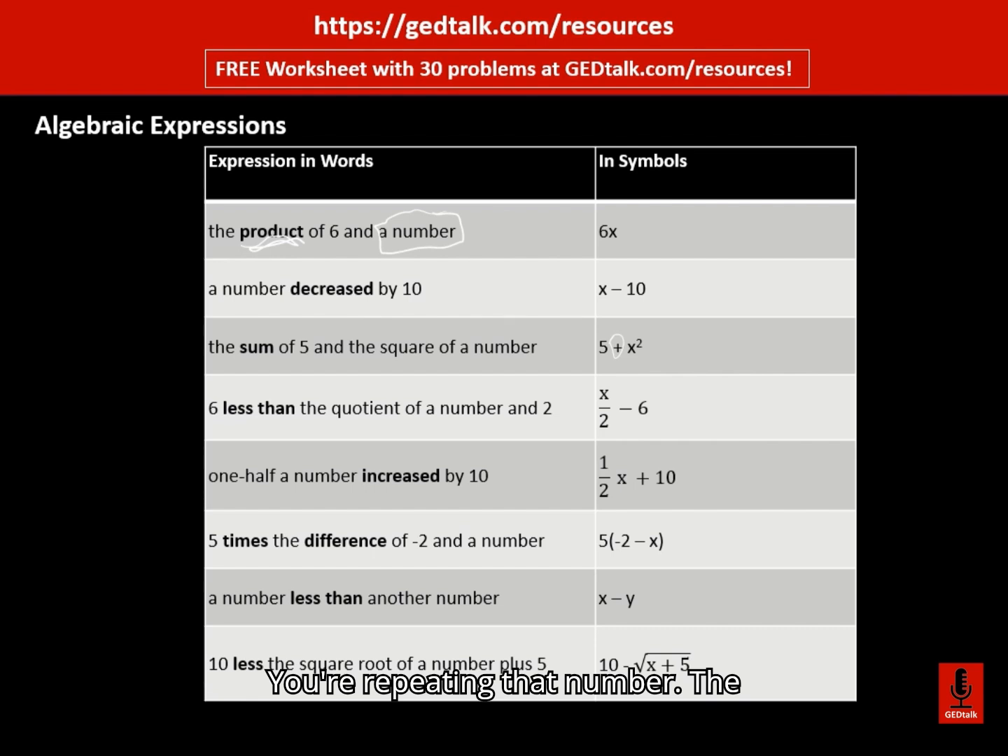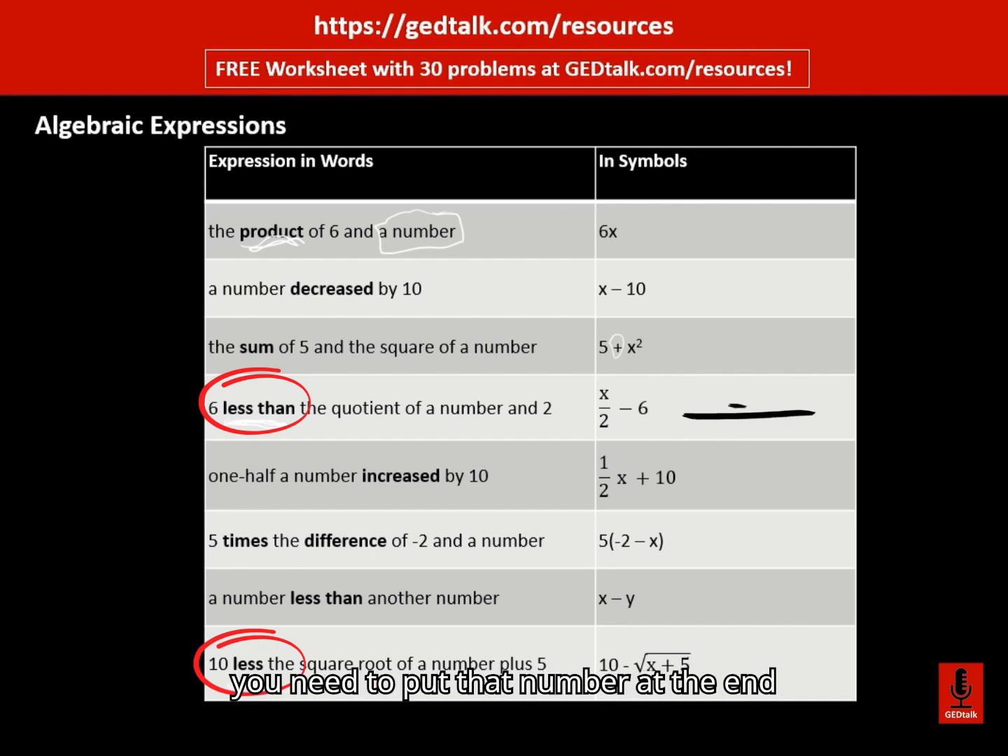You're repeating that number. The next one is important to pay attention to because the phrase says 6 less than. That's important because there's a different way of writing when it says less than versus the last line where it just says less and there is no less than. So when it says 6 less than the quotient of a number and 2, whenever it says any number, whether it's like 5, 4, whatever, and it says less than, it means you need to put that number at the end of that equation.